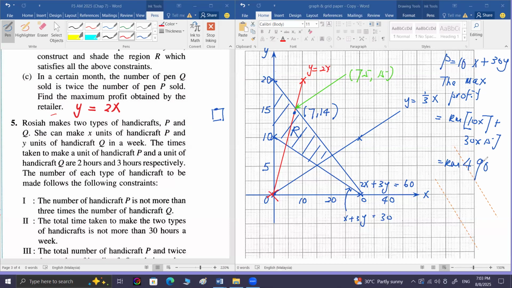So make sure that not all the points can be accepted. You must read carefully, yeah? Okay, so write down anything that is needed. Then I give you a short break before I continue question 5. Okay, have a short break, yeah?